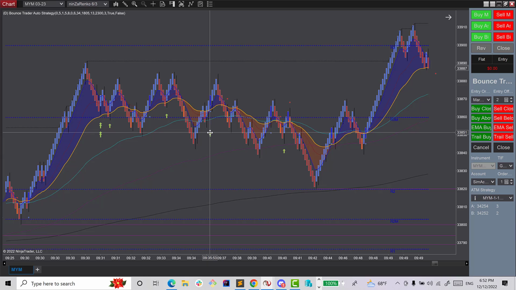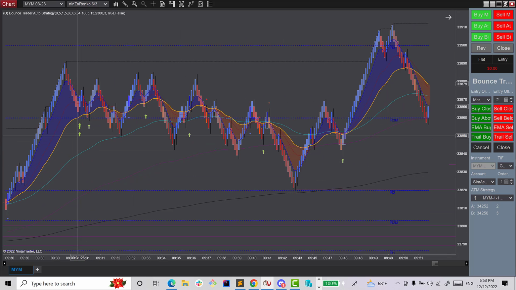The bounce is the reaction, the bounce from 34 EMA. So we have a bounce here. We also have a bounce here.